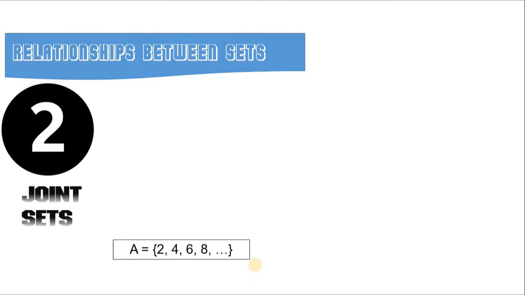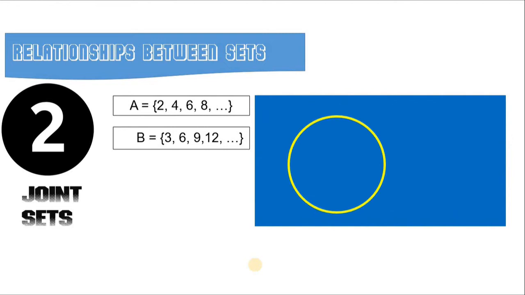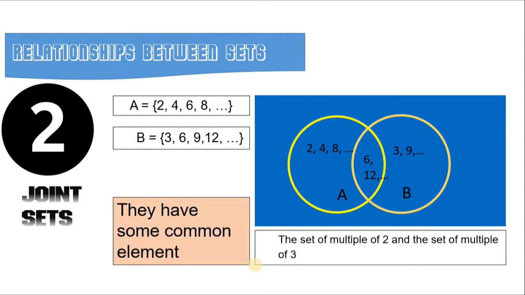Number 2, we have the joint sets. So set A is equal to 2, 4, 6, 8 and so on. Set B, we have 3, 6, 9, 12 and so on. So by illustration, we have set A and set B. The intersection here is the common element. So the set of multiples of 2 and the set of multiples of 3 are joint sets because they have some common element. Okay? So yun yung mga common sa kanila, yung nasa gitna. So joint sets.